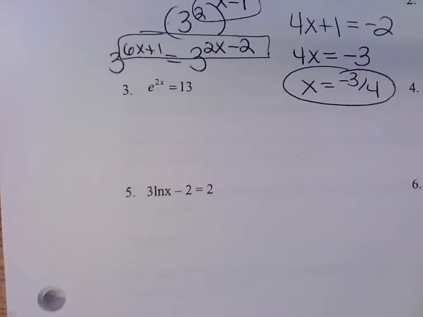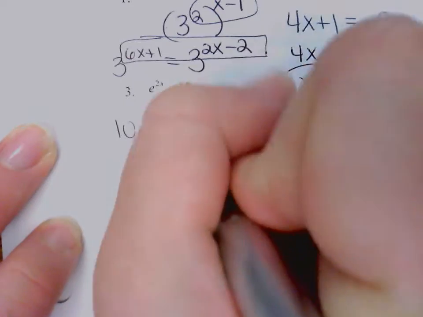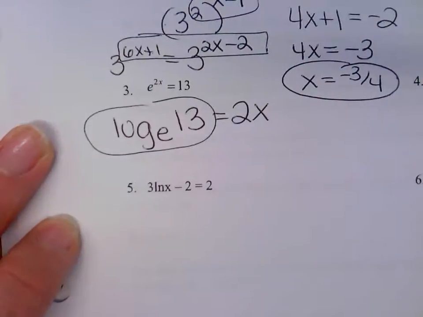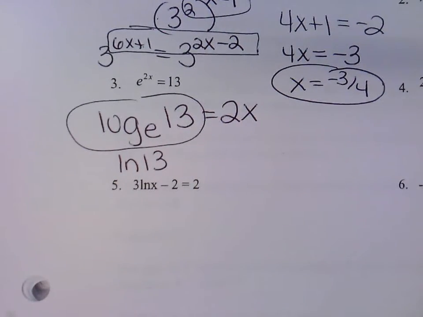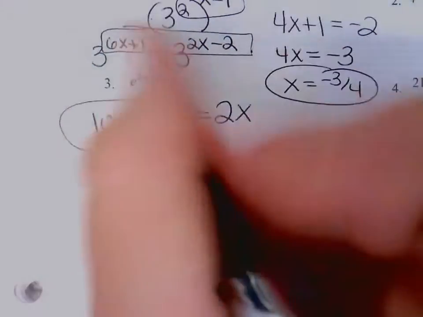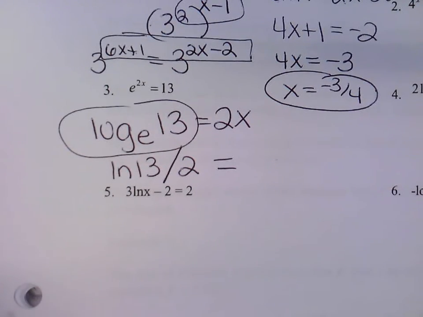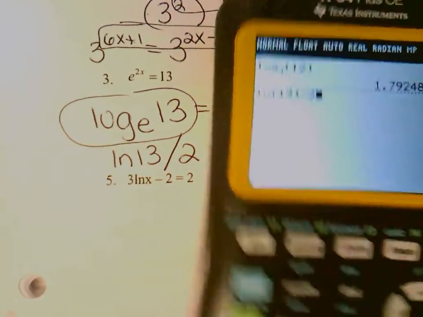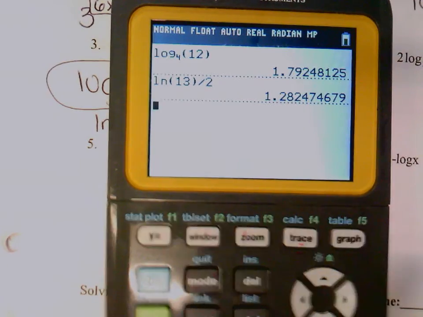Same thing for number 3. The log base e of 13 equals 2x. I don't have to do math log base here. I can just take the natural log of 13 because the natural log is a log of base e. So I'm going to take the natural log of 13, and at the end, I'm just going to divide my answer by 2 to get x by itself. So the natural log of 13 divided by 2 comes out to 1.28. Is that what you got? Anyone? 1.28?